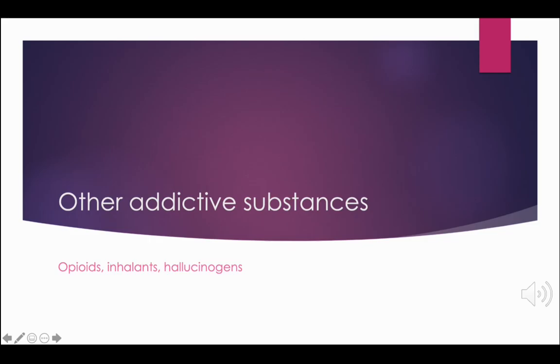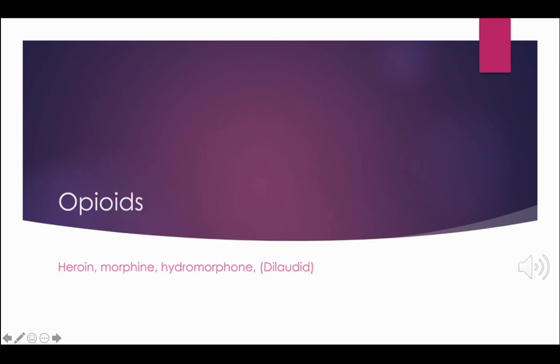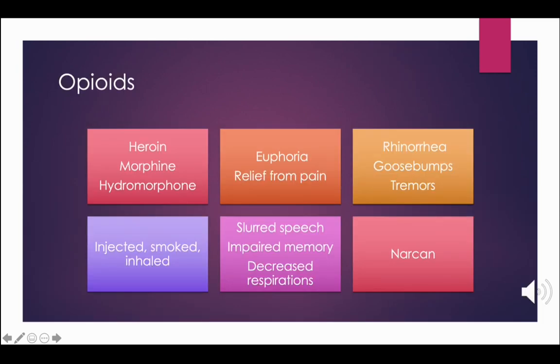About other addictive substances, which include opioids, inhalants, and hallucinogens. Next, we are going to talk about opioids. Opioids include things like heroin, morphine, and hydromorphone, which is Dilaudid. They can be injected, smoked, or inhaled. And the intended effect is a rush of euphoria, so they feel this extreme well-being or relief from pain.